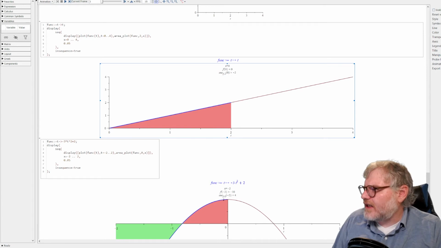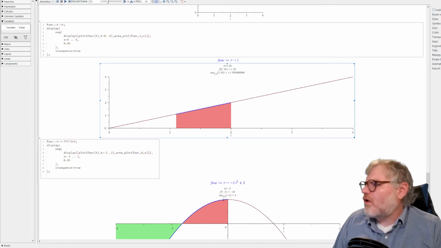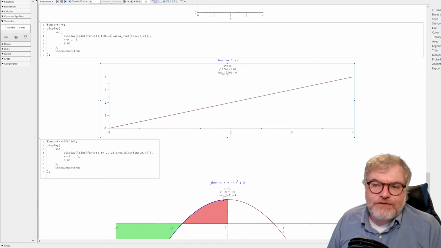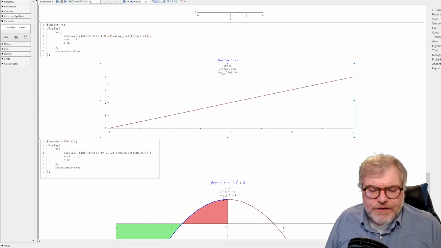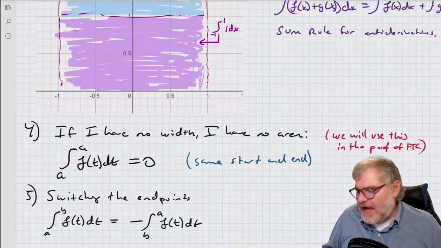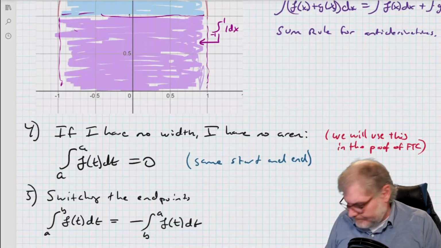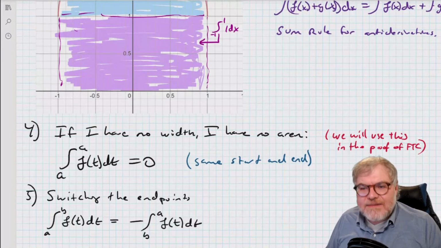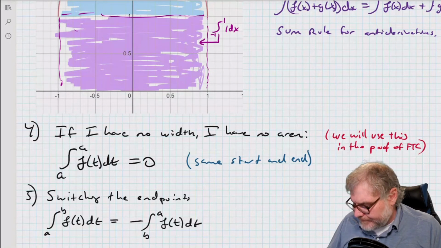Here, I started here, I hit play, so I've got negative area, but I'm heading toward 2, which is my base point. Once I reach 2, my area under the curve is 0 because I have no width. Okay? That's actually a big thing. If I have no width, I have no area: from A to A, f of t dt is 0. Something that's obvious, but it's one of those things you can forget.